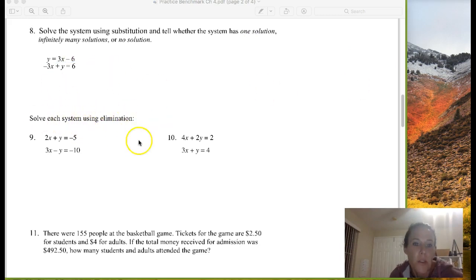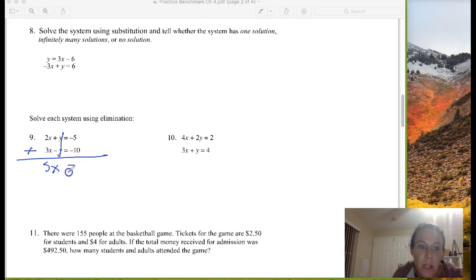Okay, solve these by using elimination. Let's go ahead and add these together because the y's are going to fall out. Nice, the y's fall out. 2x's and 3x's is 5x's. That equals -5 plus -10, which would be -15. Divide both sides by 5, and you're going to get x equals -15 divided by 5, which gives you -3.